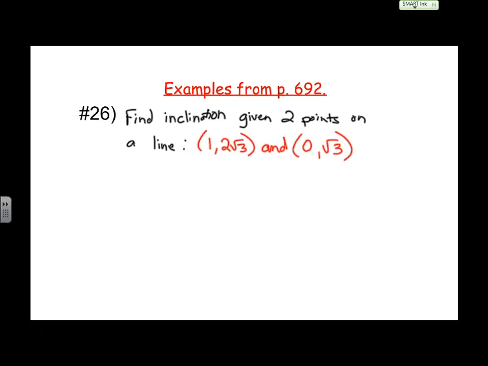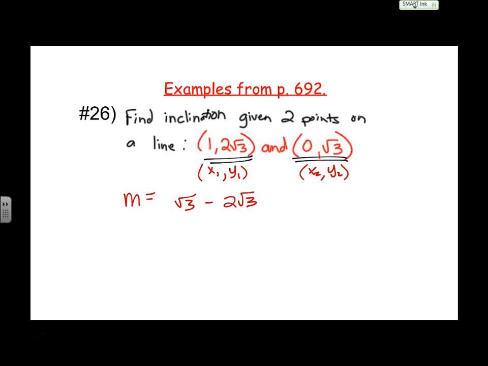Ooh, what if they ask us this one? Find the inclination given 2 points on a line. What's the formula for inclination? m equals tangent theta. They don't give us m, they don't give us theta, but they do give us how many points? And what can we do with any 2 points on a line? Find the slope. Does it matter which way we go as long as we keep it consistent? You can choose the first point to be x1, y1, or the second point. Just keep it consistent.